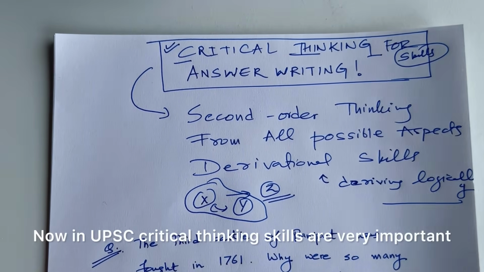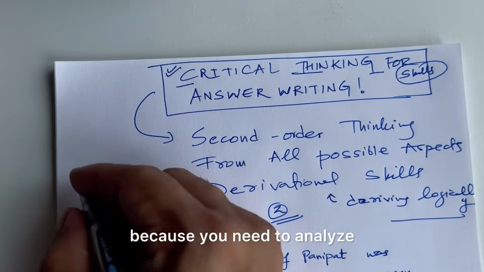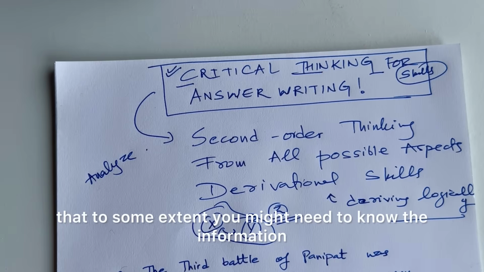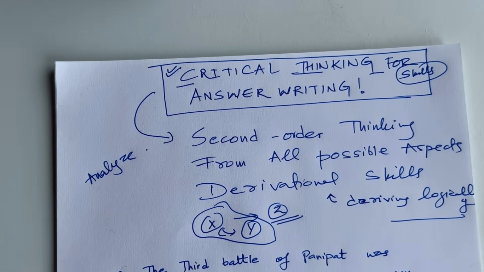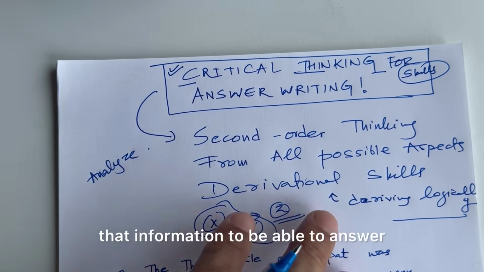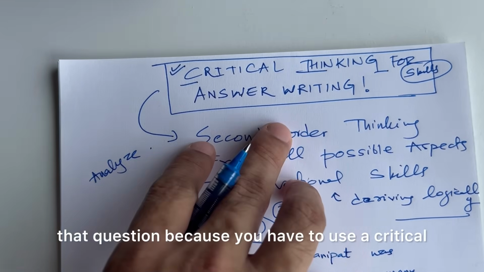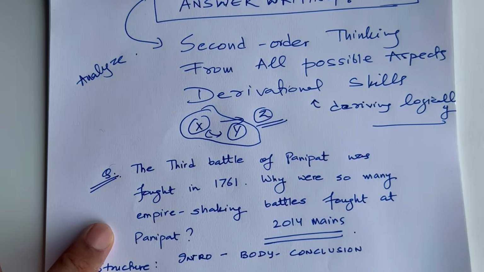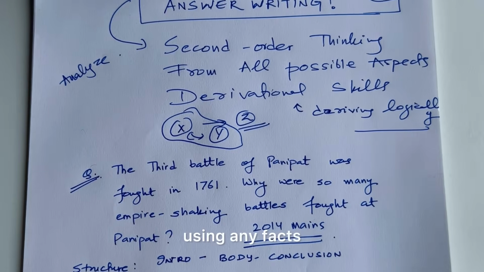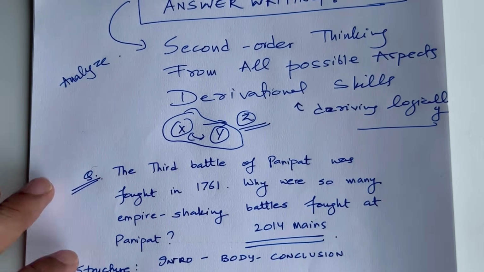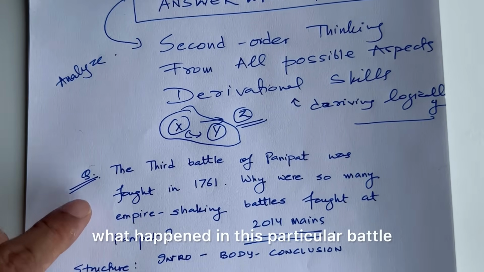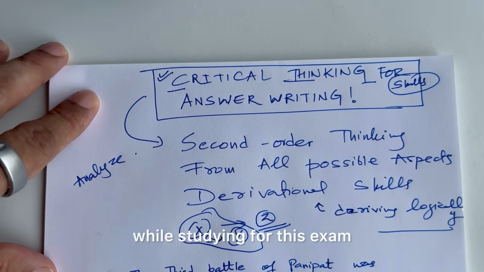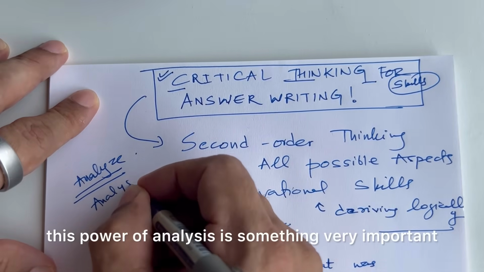Now in UPSC, critical thinking skills are very important because you need to analyze questions that are coming in the mains exam as well as the prelims. In prelims, I can definitely say that to some extent you might need to know the information and then be able to answer it. But in the mains, sometimes you might not need that information to answer the question, because you have to use critical thinking skills to answer it. Similar to a question like this, you might not know much about the Battle of Panipat in detail, but you can still answer this question without using any facts. You don't need to know who fought whom, what personality was involved in this war, or what happened in this particular battle, but you can still answer this question by using the critical thinking skills that you have learned while studying for this exam. So this power of analysis is something very important.